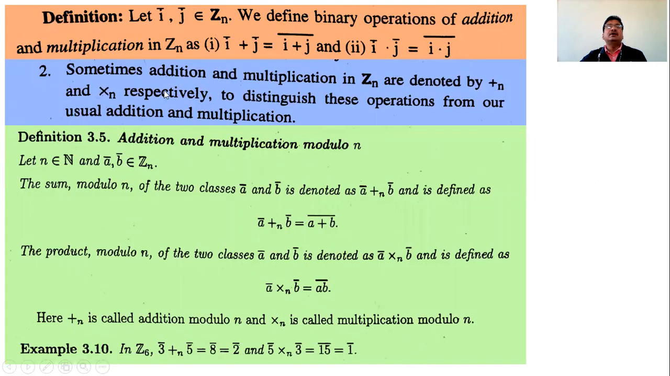Okay, so we can define addition and multiplication in Zn. If i bar and j bar are elements of Zn, then the addition is denoted by i bar plus j bar, and it is i plus j bar. The multiplication is denoted by i bar dot j bar, and i bar into j bar is i into j bar. So these are very simple definitions of addition and multiplication in Zn.